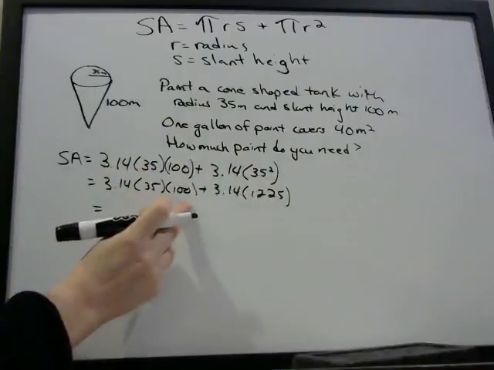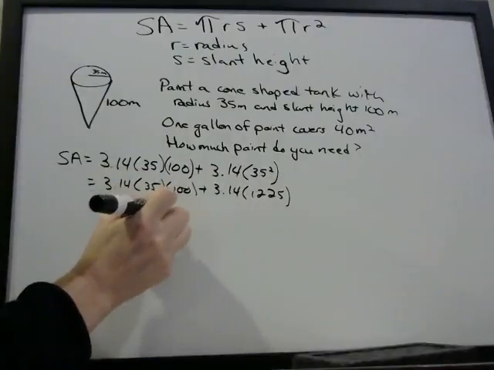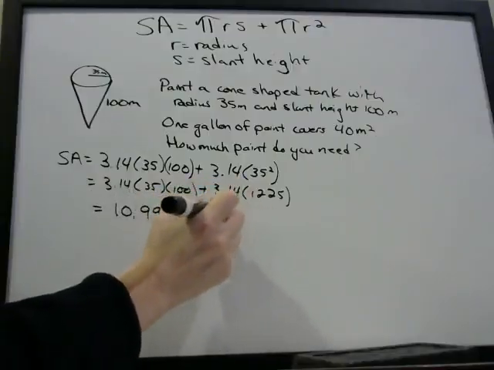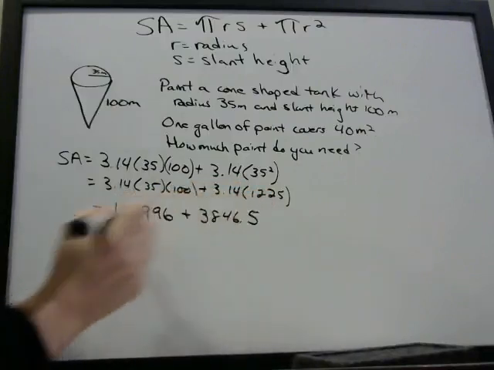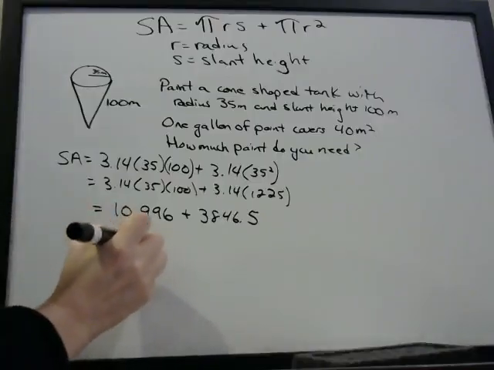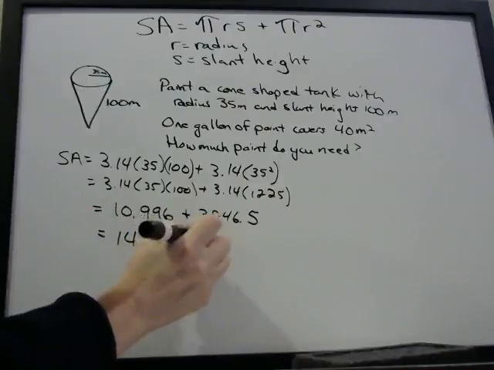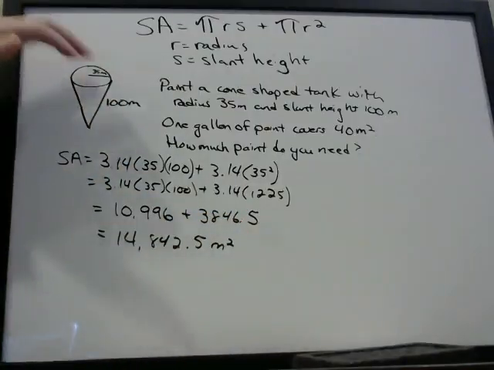You do this multiplication, and you're going to get 10,996. You do this multiplication, you're going to get 3,846.5. You add those two numbers together, you'll get 14,842.5 meters squared. So that is the area that we have to paint.